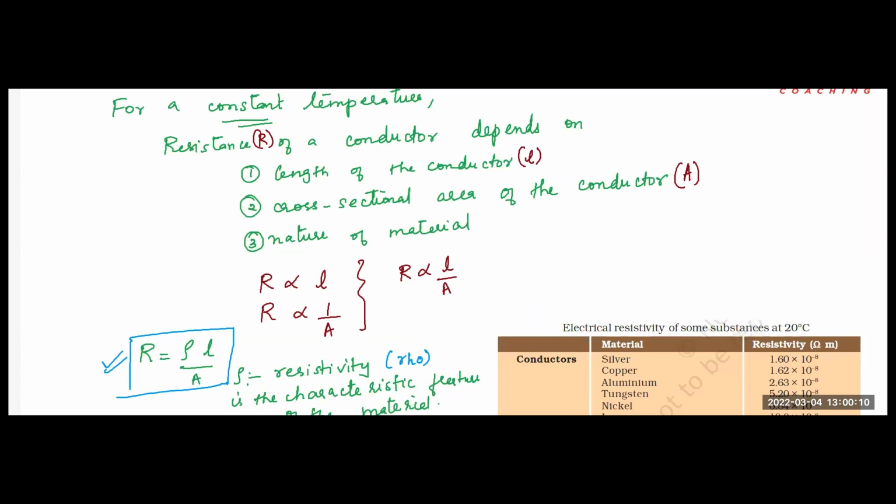And what about the conductors? Copper and aluminum have very low resistivity and they are used for transmitting electric current. And we can see insulators. Insulators are used in many different applications, which we'll see later. Insulators offer very high resistance to the path of electric current.